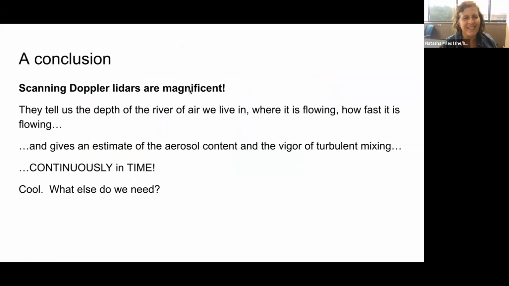Okay, so to conclude, we're really excited about the Doppler LiDAR. They tell us the depth of the river of air that we live in, where it is flowing and how fast it's flowing. We also get an estimate of the aerosol content and how vigorous the turbulent mixing is. And it's continuous in time. So we're very excited about that.